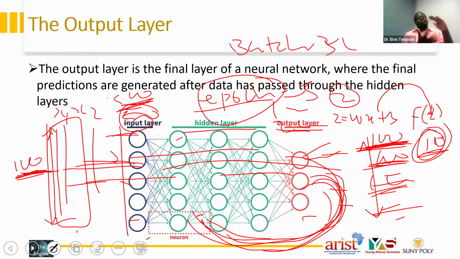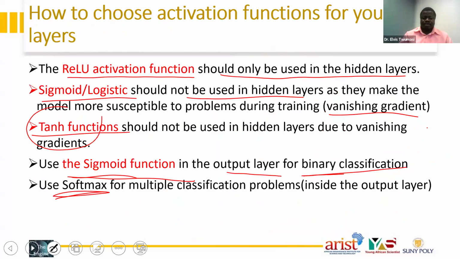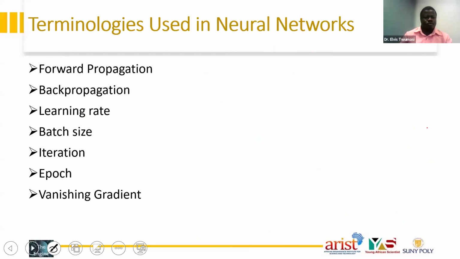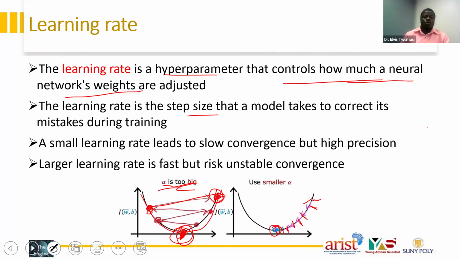So batch size is the size of data that you give, and anytime you give a batch, that is an iteration. If you give all the batches, you get an epoch. Good. I hope you understand. The video will be there, so you can go and read it anytime you want. So I've covered forward, backward, learning rate, batch size, iteration, epoch. And I've spoken about vanishing gradient too already.